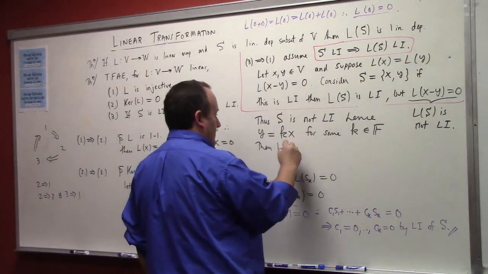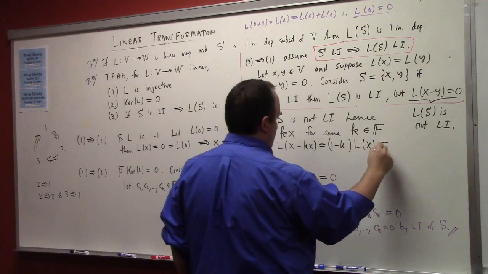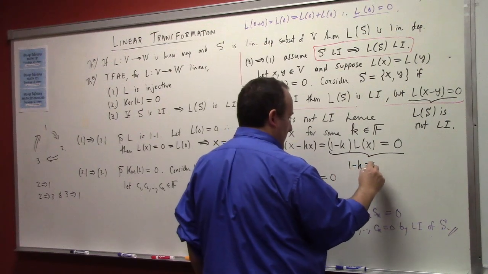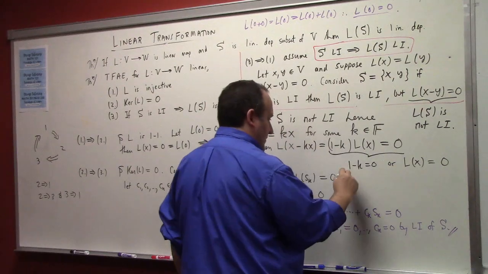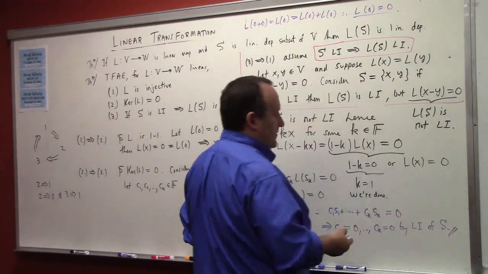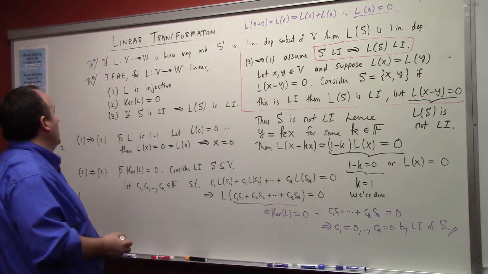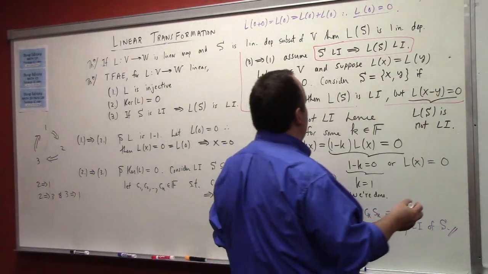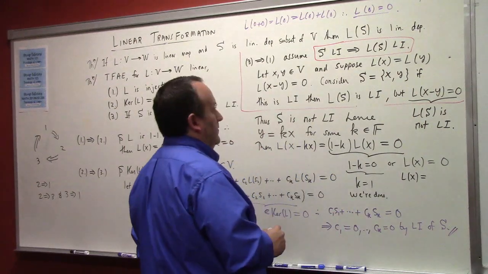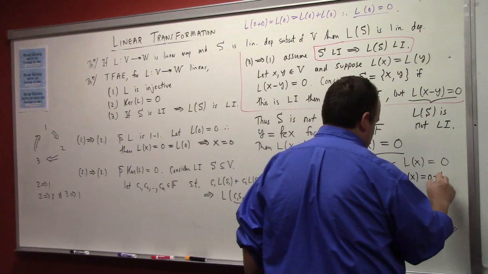So I have L of x minus kx, which of course is 1 minus k times L of x, equal to 0. So this right here means either 1 minus k is equal to 0 or L of x is equal to 0, right? If k is equal to 1, we're done. If L of x is equal to 0, well, then I think we're also done, because L of x is equal to 0, which is equal to L of y, right?